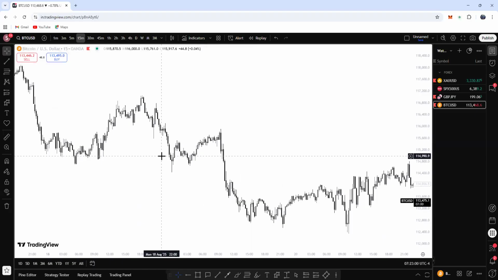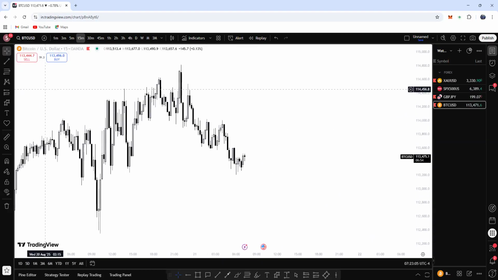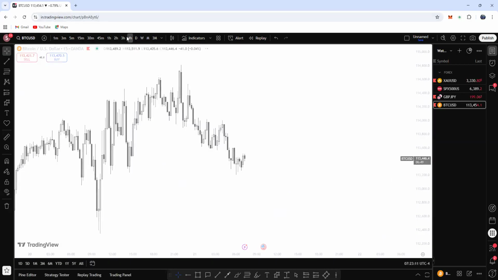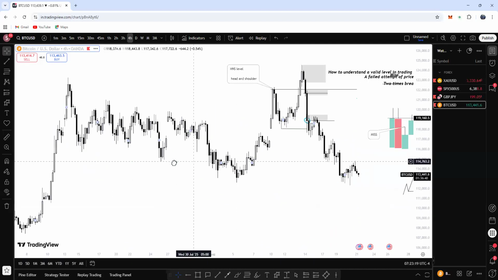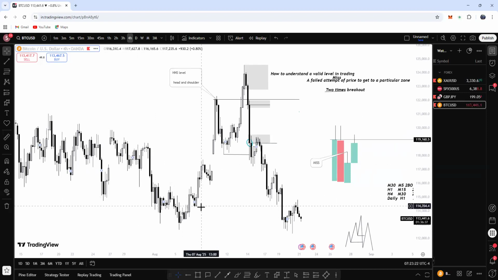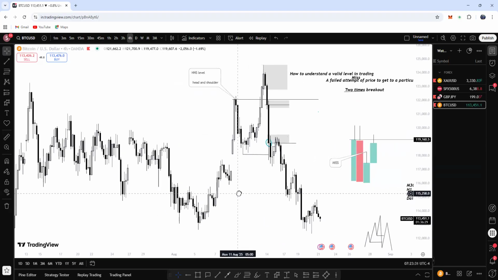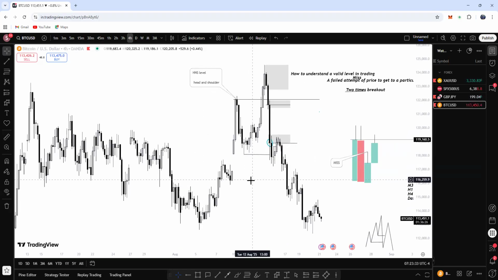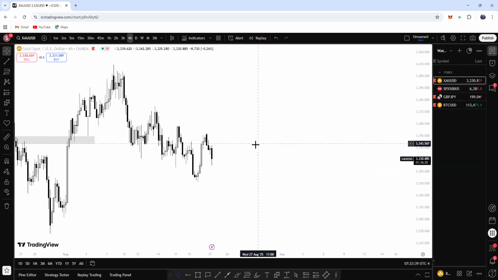So let's look for another example. We have seen one on H4. Let's look for another example. It happens all the time, though. Let me check gold. Let's see gold.